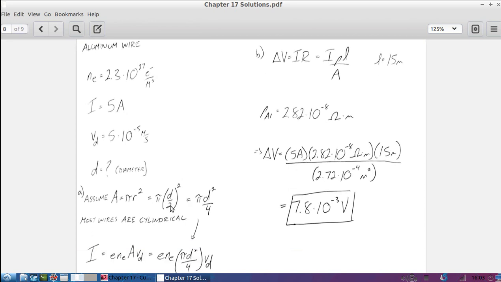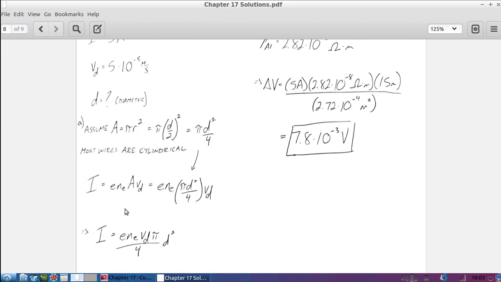So I'm going to assume that the wire is cylindrical. So I'm going to write the area as pi r squared, but the radius is half the diameter. So I'm going to use this expression for the area, pi d squared over 4. I'm going to use this equation for my conventional current. Why am I doing that? Because I'm given the charge density, I'm given the drift velocity, and I'm given the current.